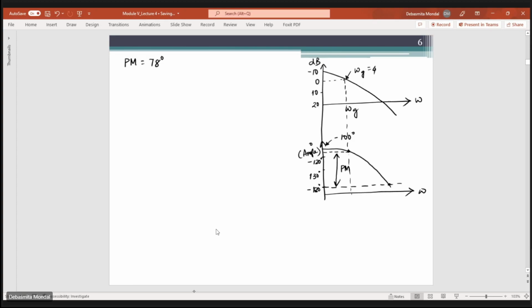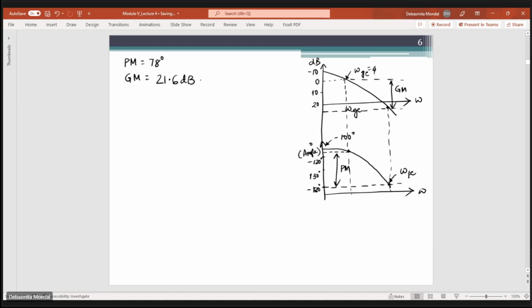Similarly, if you find the frequency at which the phase plot intersects the minus 180 degree line, this is nothing but your phase crossover frequency, PC. At this phase crossover frequency we have to find out what the gain is. Let's say the gain is somewhere over here. From 0 dB, this would be my gain margin. The value of this gain margin is equal to 21.6 dB.